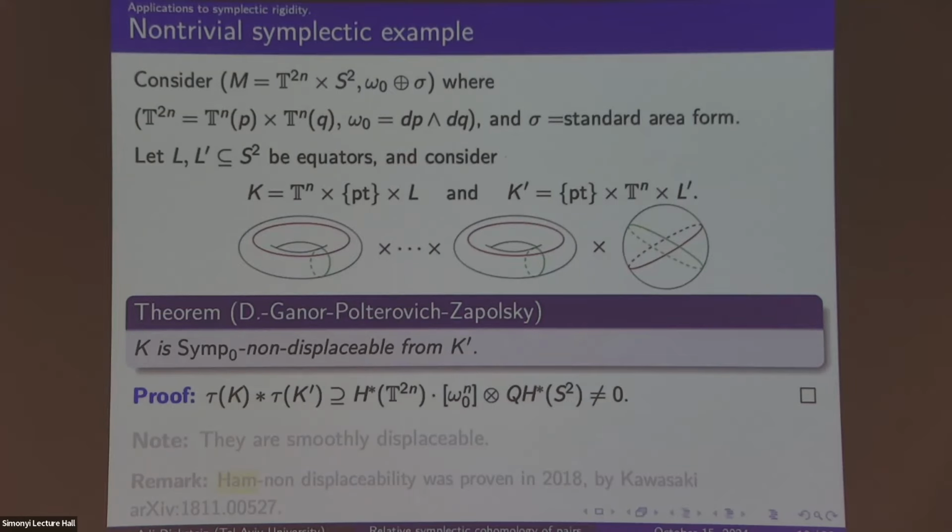And the proof is just take product. First, just mention that using a smooth isotopy, we can displace the one from the other, and also using volume preserving isotopies, we can. And in the case of Hamiltonian non-displaceability, it was proven by Kawasaki using Lagrangian Floer cohomology. So we generalized his result.